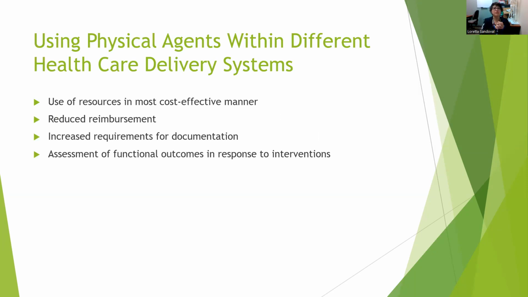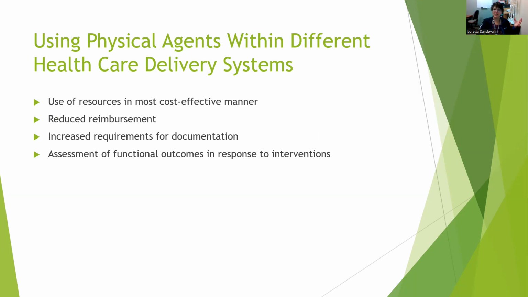So within different healthcare delivery systems, we are always pressed to use resources in the most cost-effective manner. Reimbursement has been reduced across the board for physical therapy and for a lot of other things. So insurance companies aren't reimbursing as much. So the people we work for are getting paid less, and that affects us, of course. There's increased requirement for documentation. There is increased requirement for assessment of functional outcomes in response to interventions.